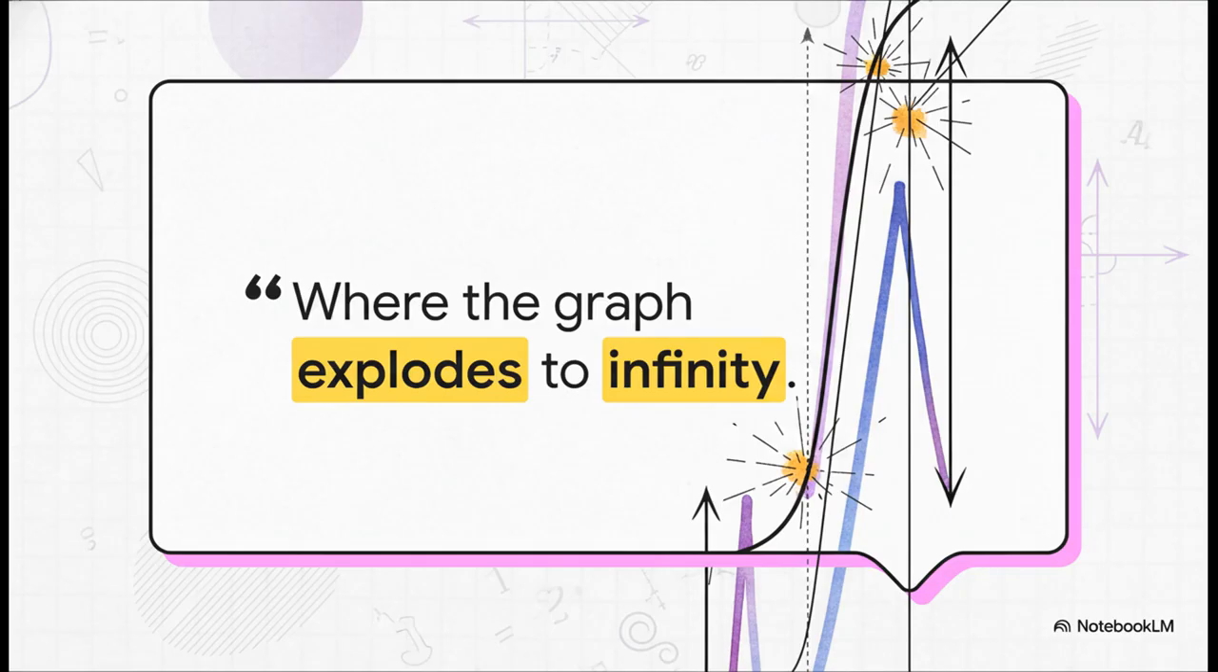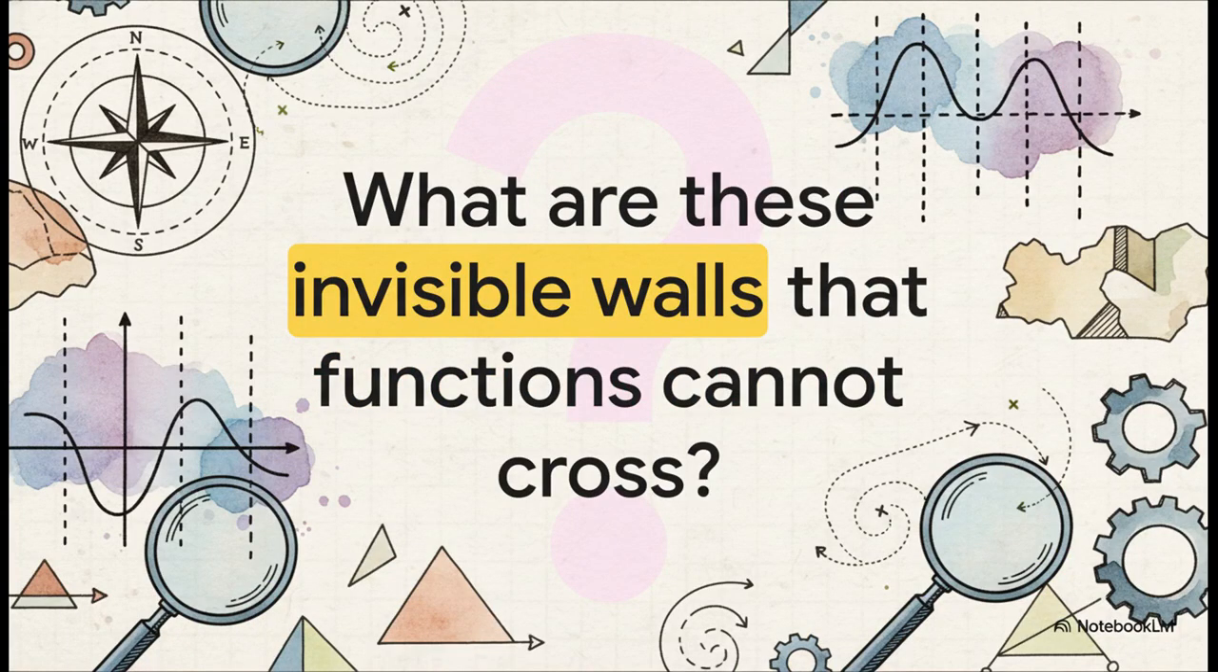It's a hard boundary, a place where the function just goes totally haywire, either rocketing up to positive infinity or just diving straight down to negative infinity. It defines the absolute limits of the graph. So, what are these things really? How do we even find them? And what do they actually tell us about the shape of a graph? Well, that's exactly what we're going to break down today.